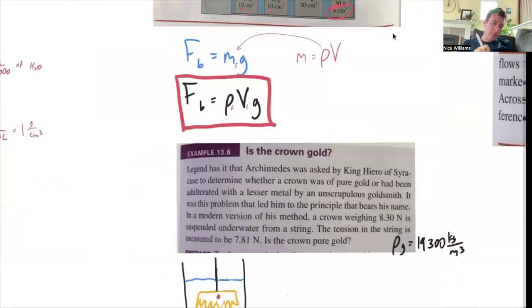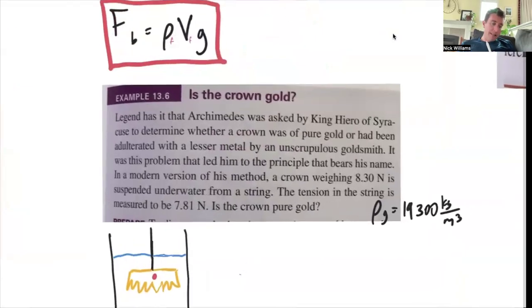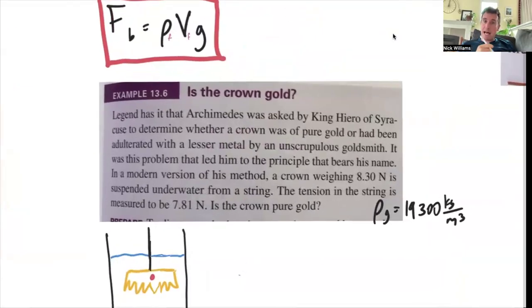Okay, let's do a little example. Legend has it that Archimedes was asked by King Hiero of Syracuse to determine whether a crown was of pure gold or had been adulterated with a lesser metal by an unscrupulous goldsmith. Ooh, we get to learn about physics and Greek mythologies and legends. It was this problem that led him to the principle that bears his name, the Archimedes principle.